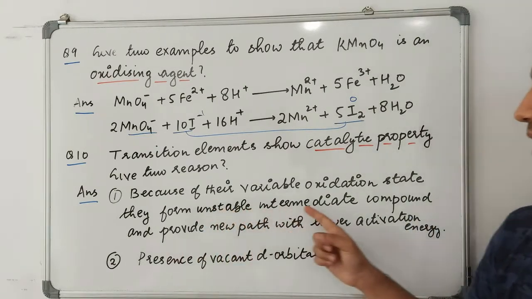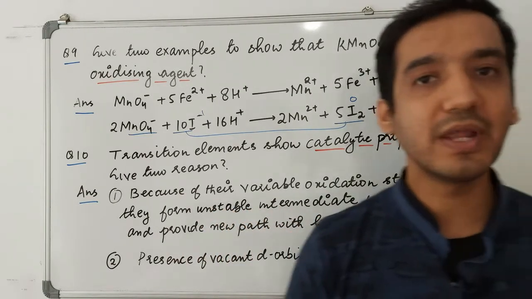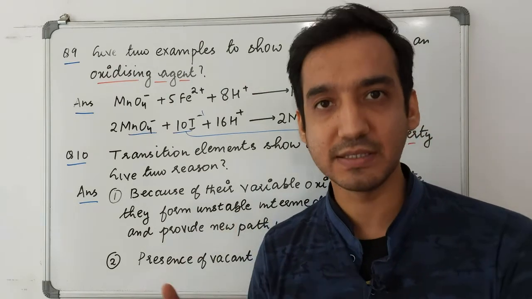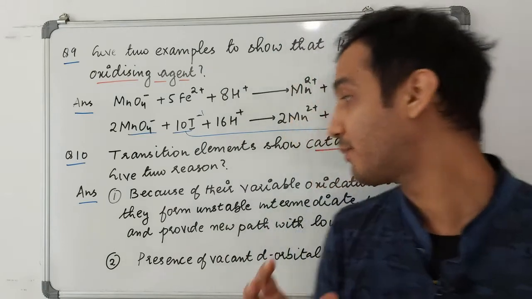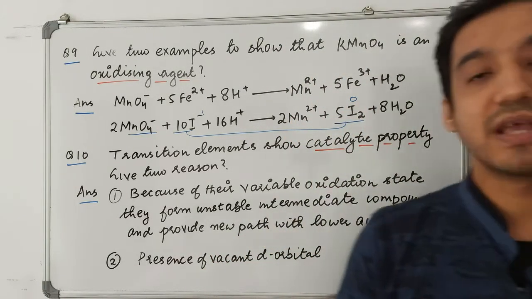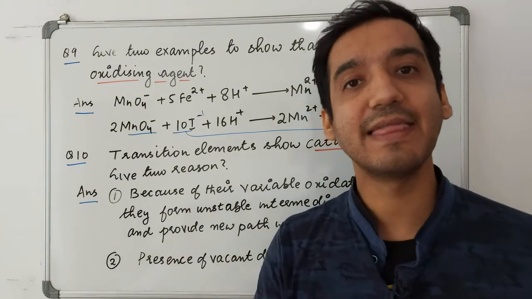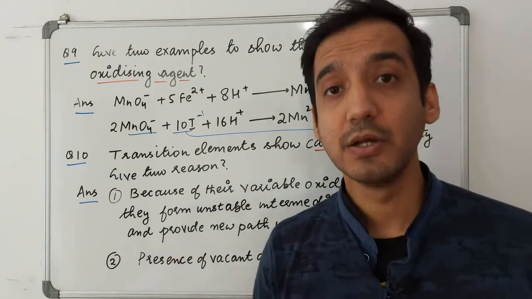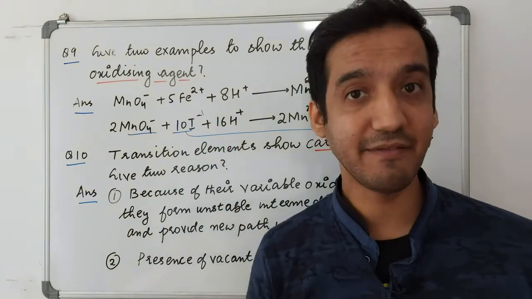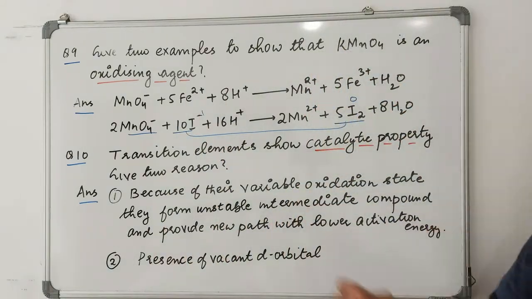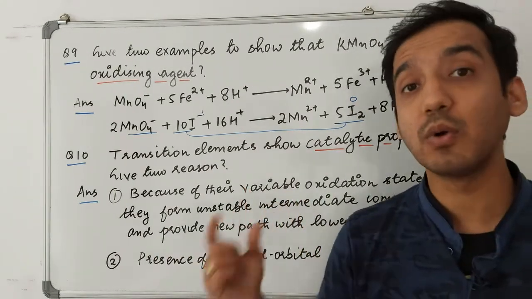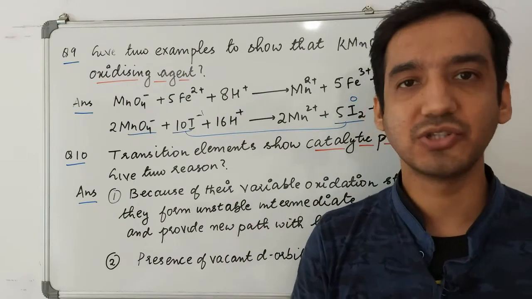They can form unstable intermediate compounds. So during a reaction, they can react with the reactants and form an unstable product, and this unstable product provides a new path with a lower activation energy. So they will go through lower activation energy and then convert into product. Remember, in order to convert reactant into product, you need high activation energy. So when you react with a transition element, it will form an unstable in-between compound, and it will lower the activation energy.